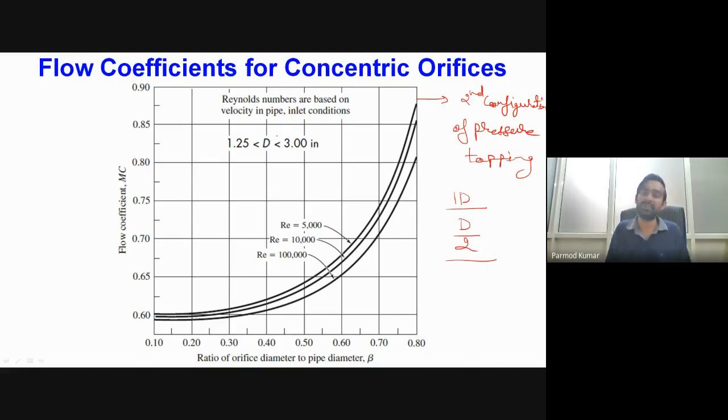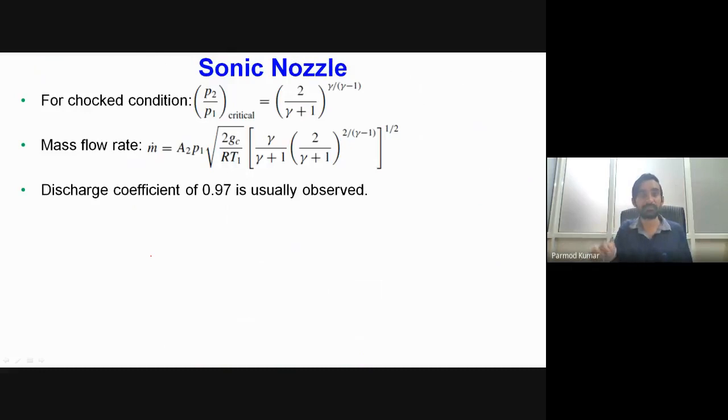For this particular combination, we have curves depending upon the ratio of the orifice diameter to pipe diameter and the flow Reynolds number, which is calculated based on the pipe diameter. This plot is applicable for pipe diameters within the range 1.25 to 3 inches. By using this plot we can determine the value of the flow coefficient, and we can employ our orifice meter for measurement of the flow rate.